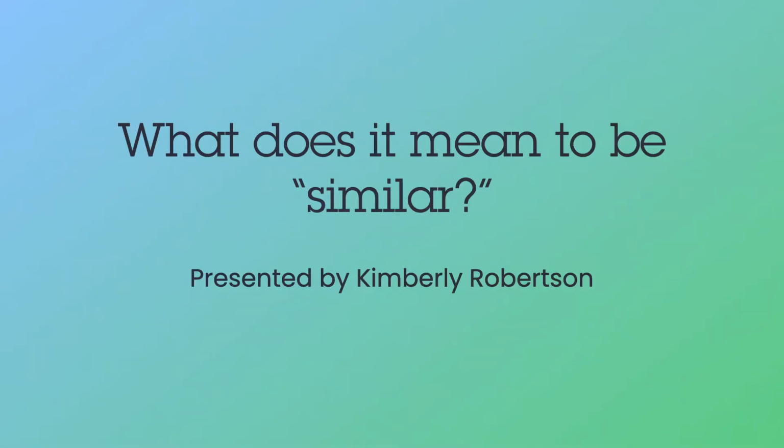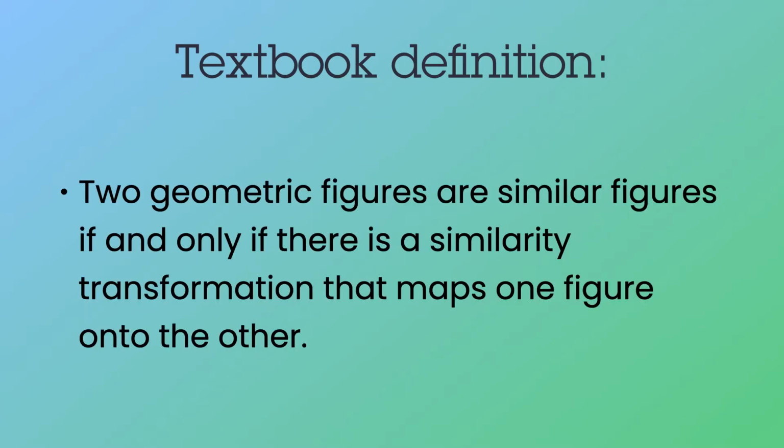Welcome. Today we're talking about what it means for polygons to be similar. The textbook definition of similar says that two geometric figures are similar figures if and only if there is a similarity transformation that maps one figure onto the other.